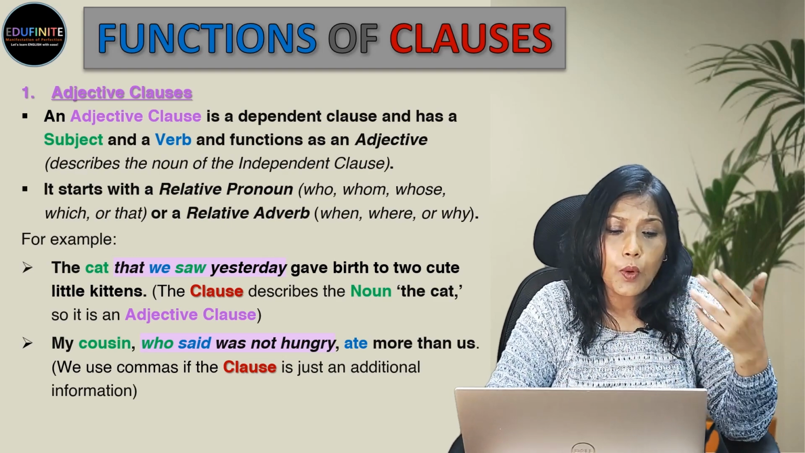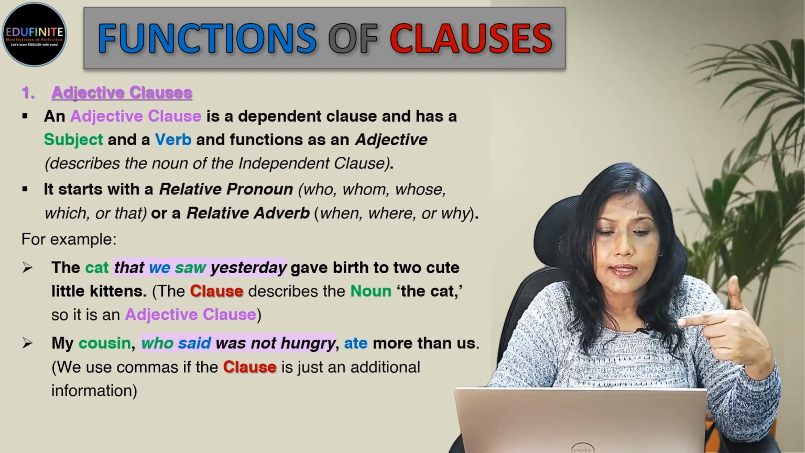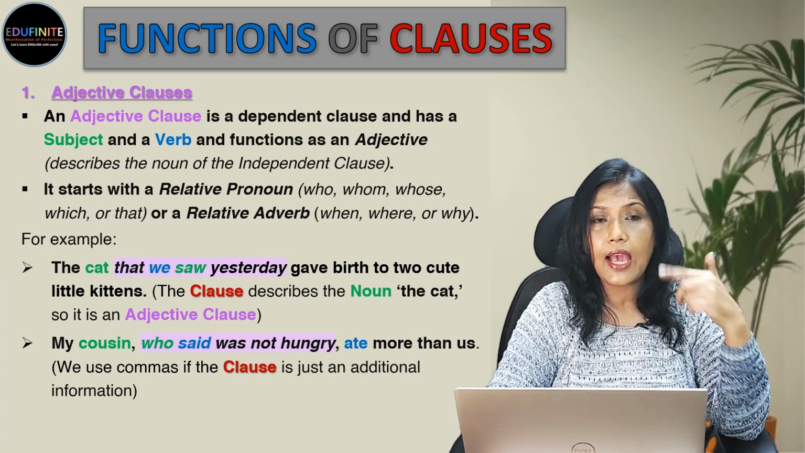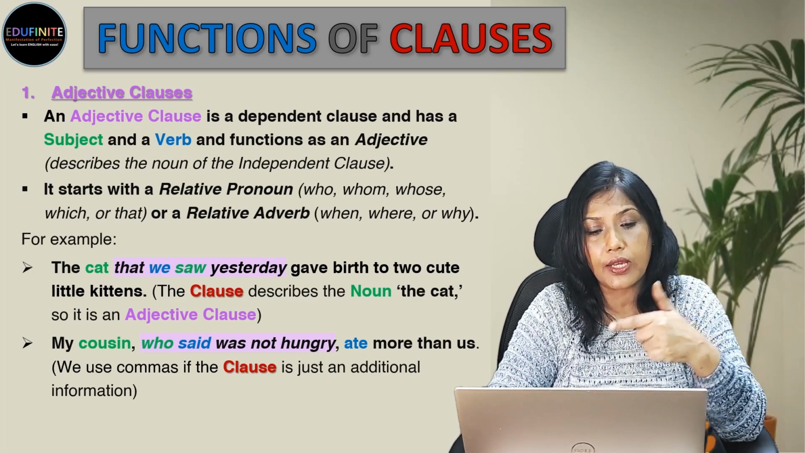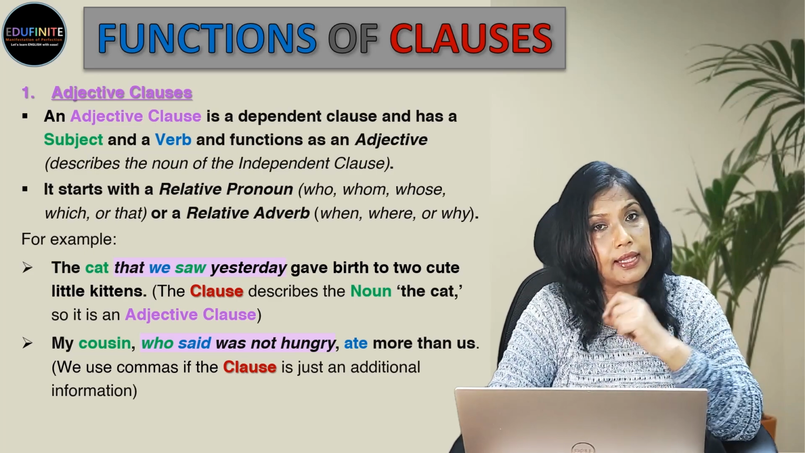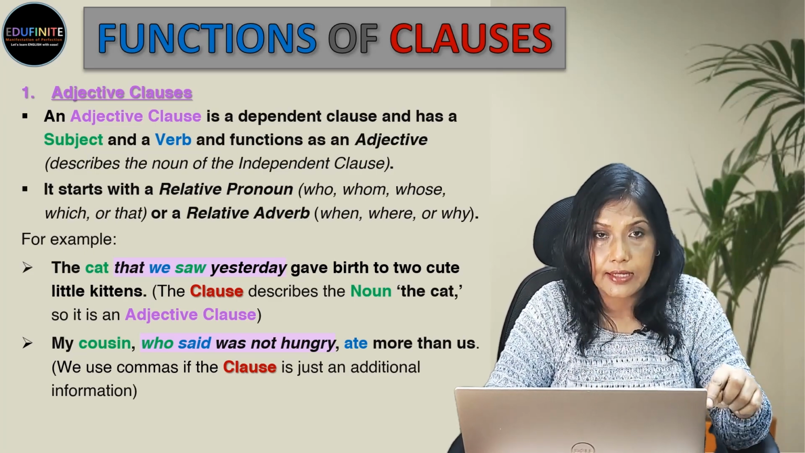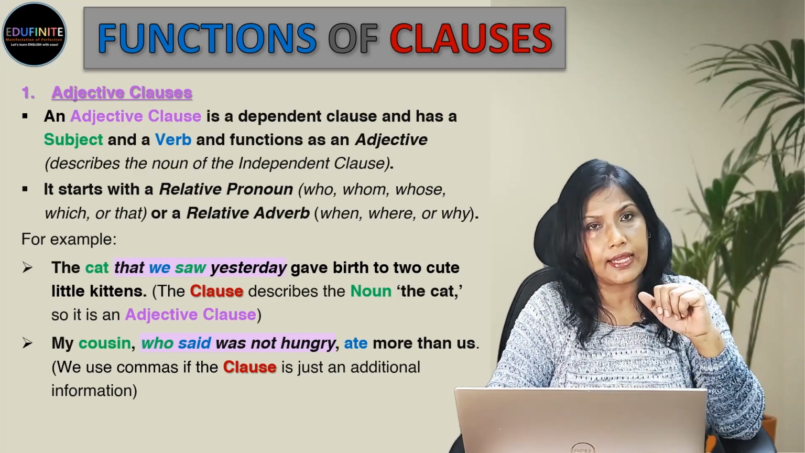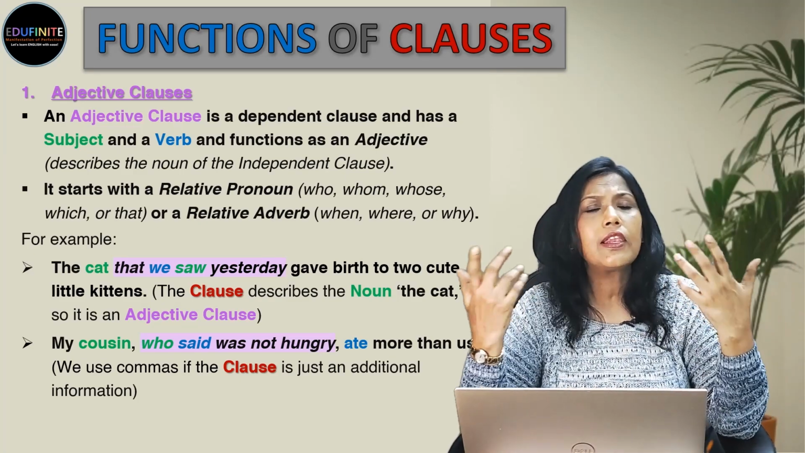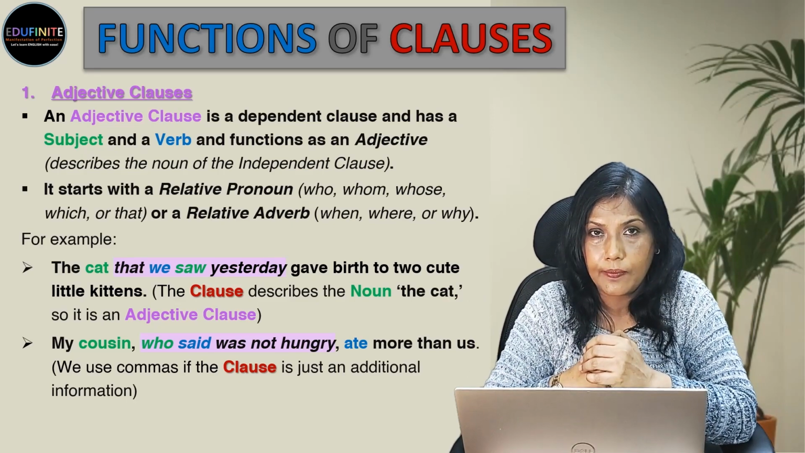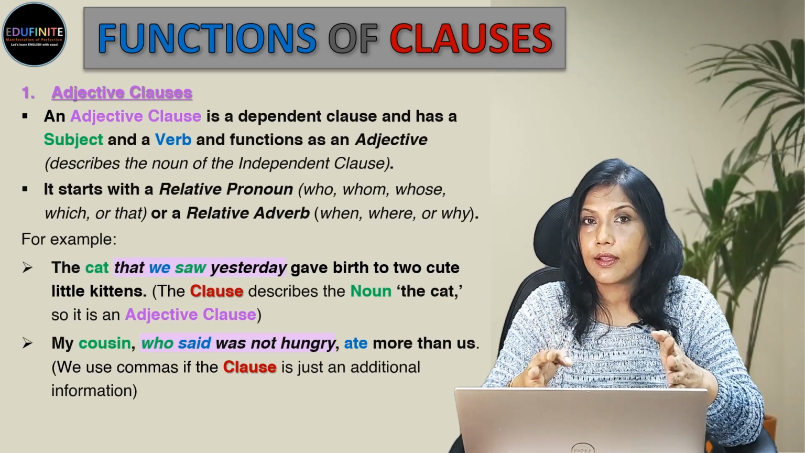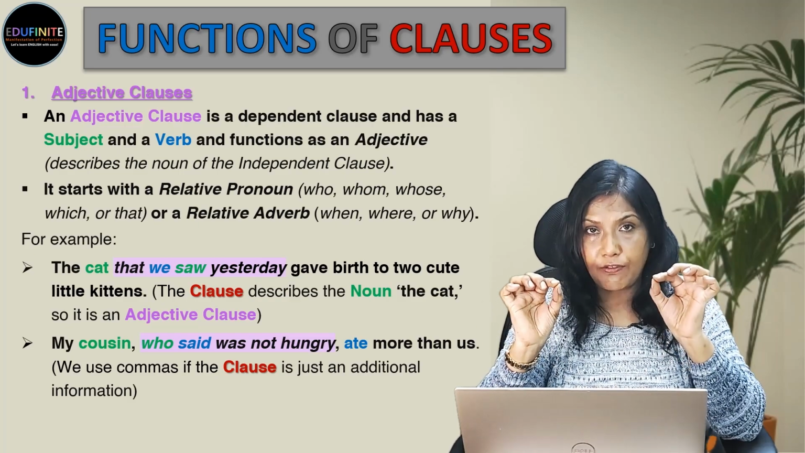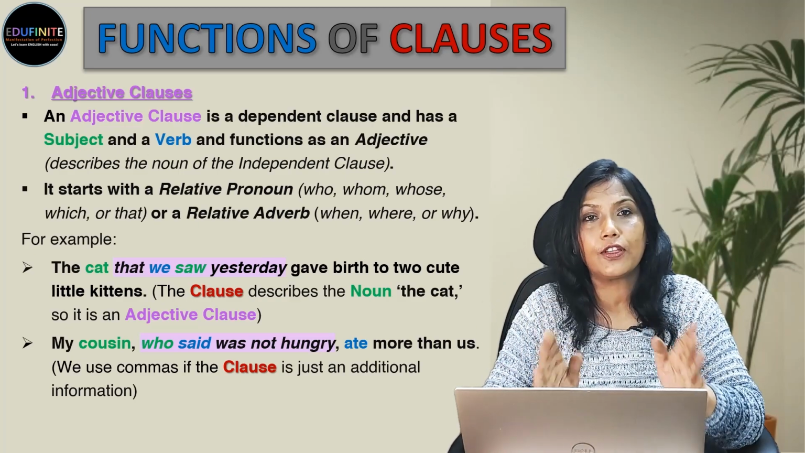Now, you can ask, what is the difference between my cousin, who was not hungry, ate more than us, and the other sentence, the cat that we saw yesterday gave birth to 2 cute little kittens? Well, in the first sentence, the cat. Which cat? The cat gave birth to 2 cute little kittens. If I just say this much, then you will not be able to understand which cat. So now I'm specifying that we saw yesterday. So this piece of information is vital for the sentence.